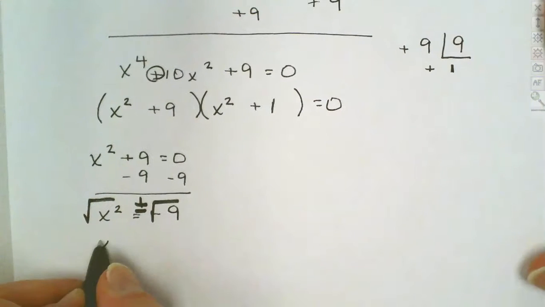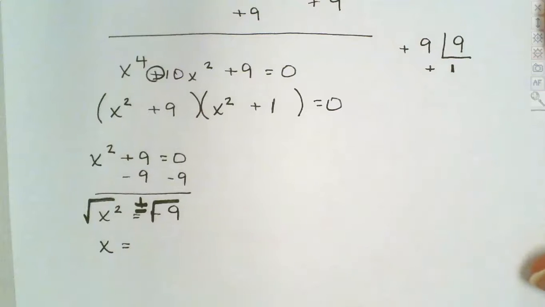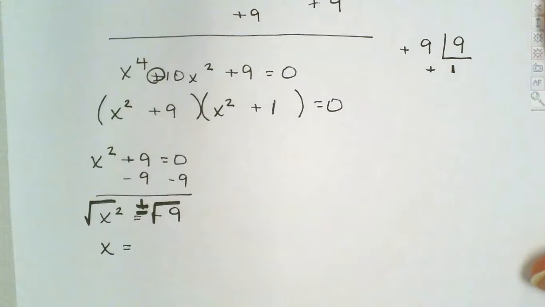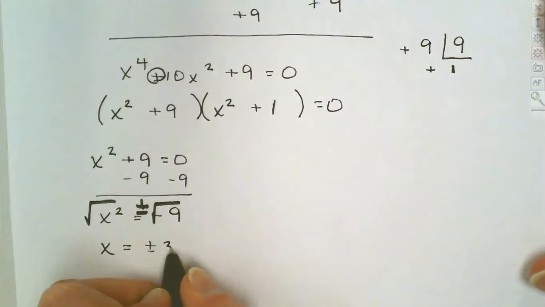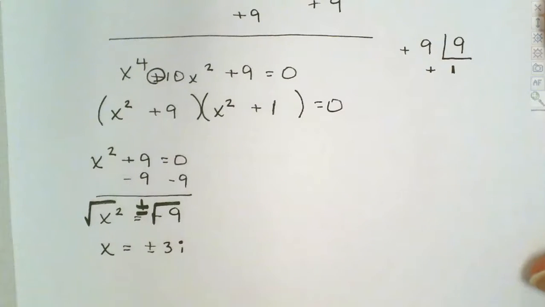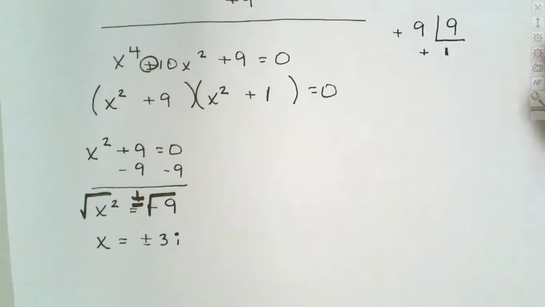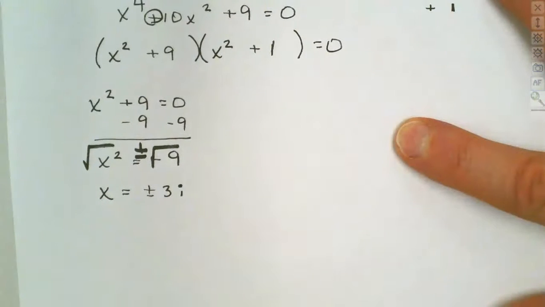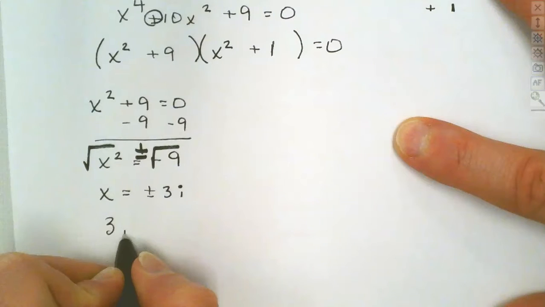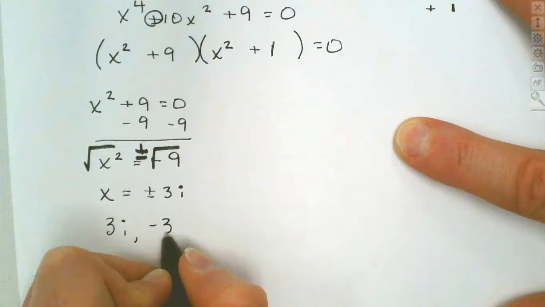And that cancels out. That gives you x equals now... what's the square root of a negative 9? When we talked about complex numbers, the square root of 9 is 3. It's negative, so it makes it 3i. So there's 2 solutions right here. What are my 2 solutions? 3i and a negative 3i.